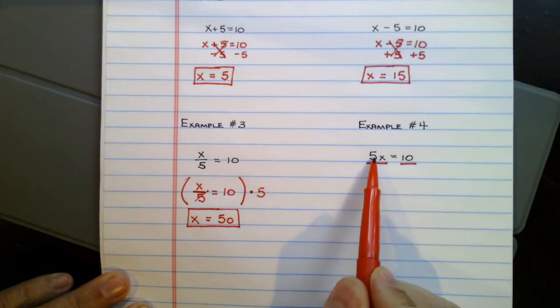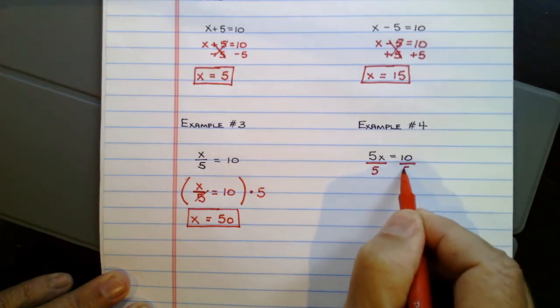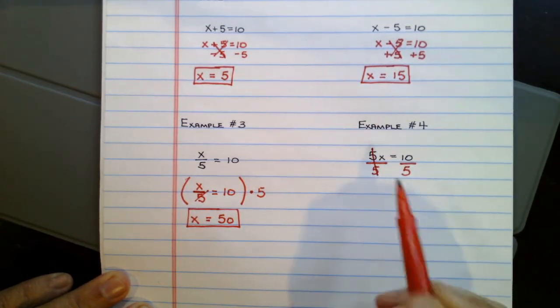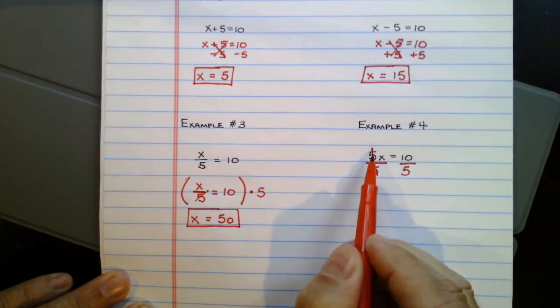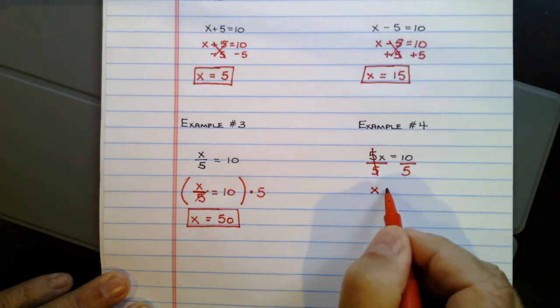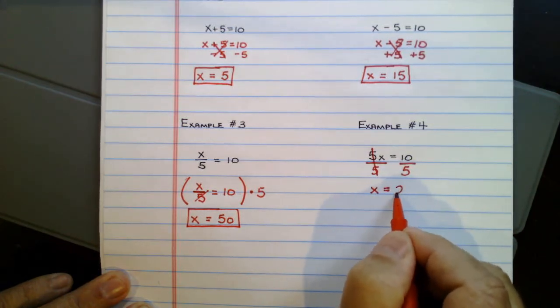This is 5 times x. The opposite of multiplying by 5 is dividing both sides by 5. Again, the purpose of this was to cancel that black 5 out right there. Bring down my x is equal to 10 divided by 5 is 2.